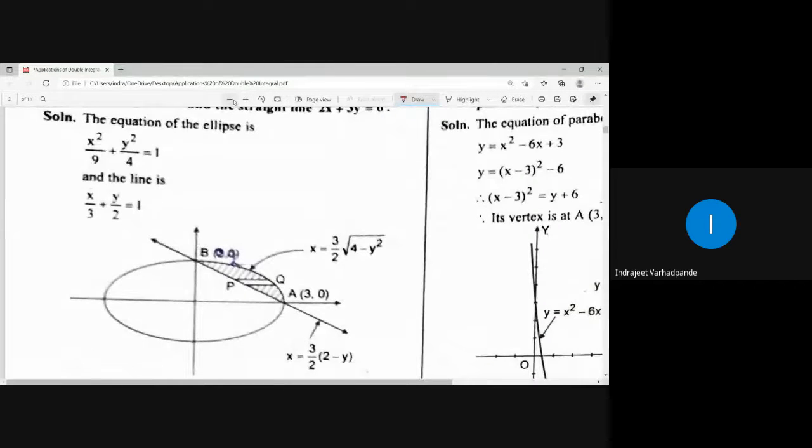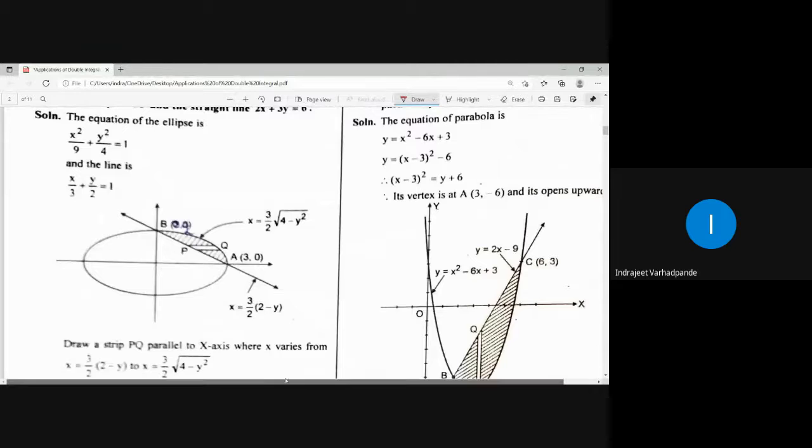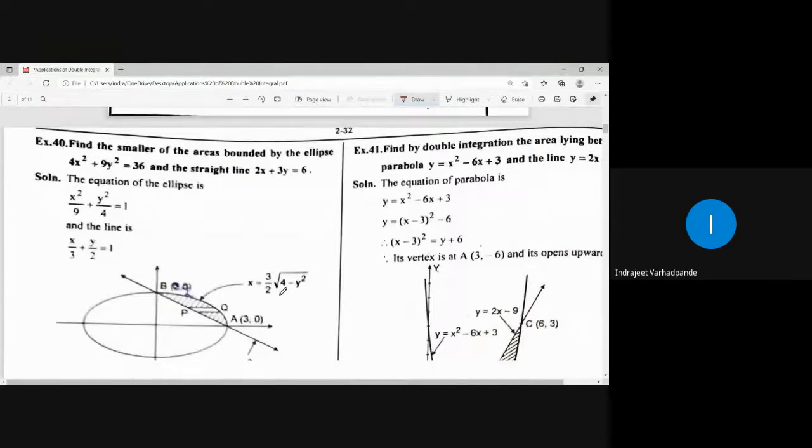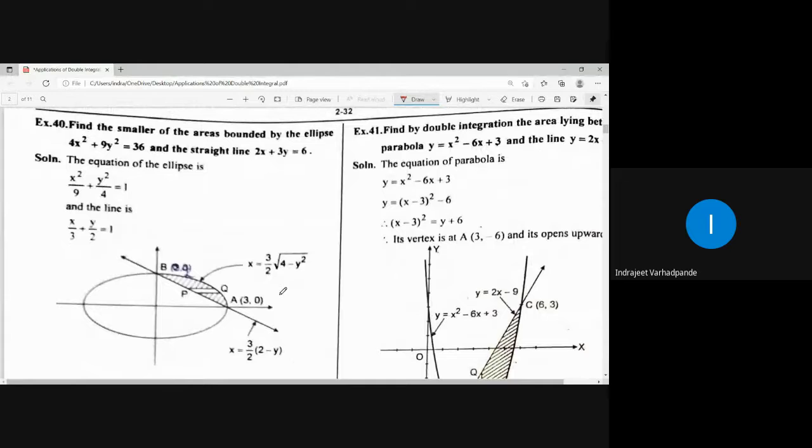Just for your reference or just for your understanding, we try to find out one or two examples and then try to identify how the area will be calculated. Find the smaller of the areas bounded by the ellipse and the straight line 2x plus 3y is equal to 6. See, the standard equation of the ellipse is x square by a square plus y square by b square is equal to 1.